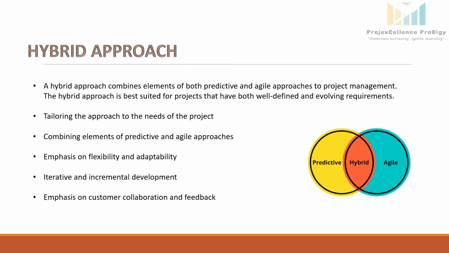Emphasis on customer collaboration and feedback. Customer collaboration and engagement start from the planning stage itself, where most of the elements follow the predictive approach. And at the later stage, while development is iterative and incremental, customer feedback will become the key input for the successful delivery of the project. So overall, in the hybrid approach, balancing the predictive and agile elements and emphasizing customer collaboration and feedback will enable organizations to leverage the strengths of both methodologies. It will ensure that projects are delivered efficiently and meet customer expectations in dynamic and uncertain environments.